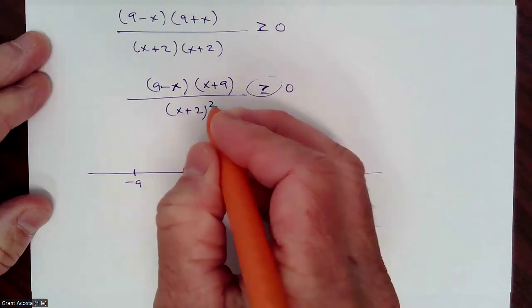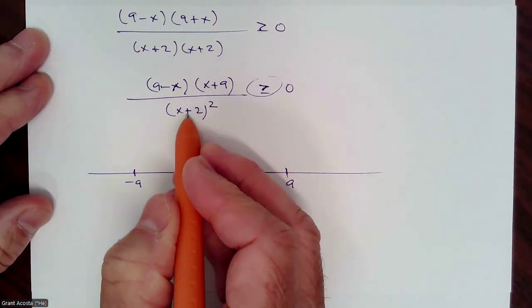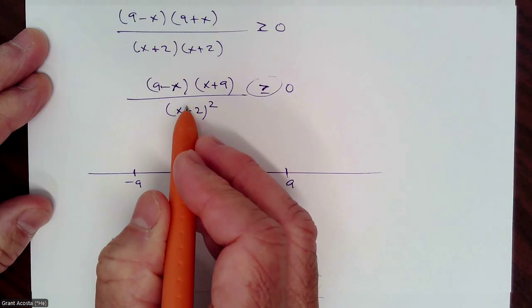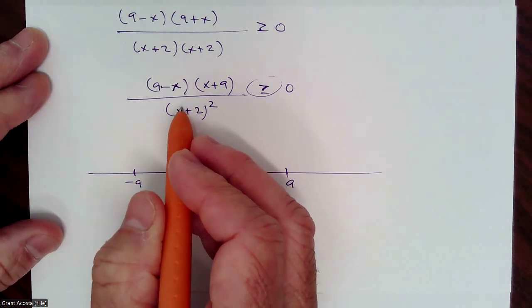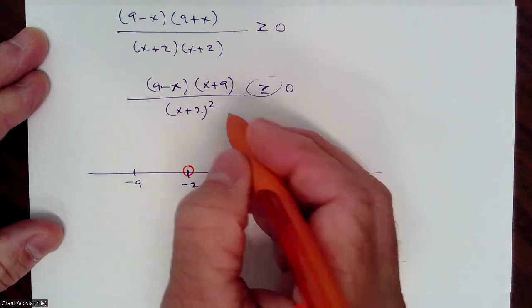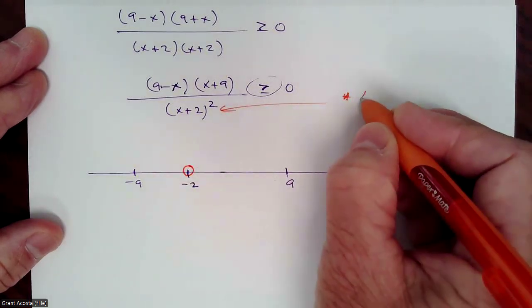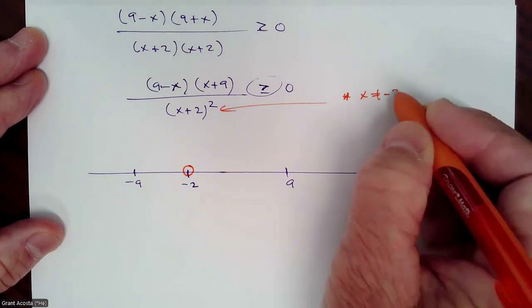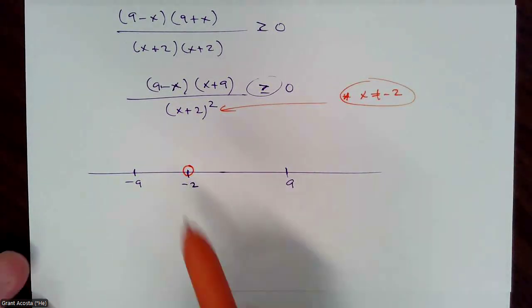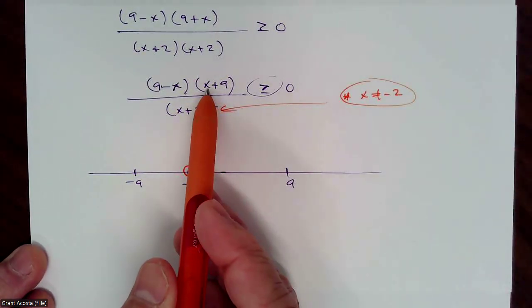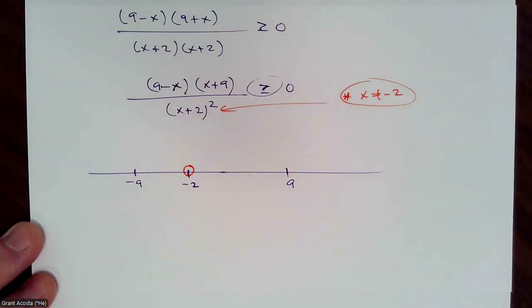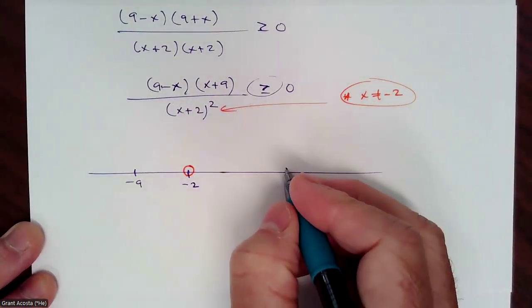And that's something we talked about earlier. If x was negative 2, you would have 0 in the denominator, and you can't divide by 0, right? Negative 2 plus 2 would make that 0. So make a note here: x cannot be equal to negative 2 in the denominator. Now, it's okay for numerators to be 0. So x could be 9.